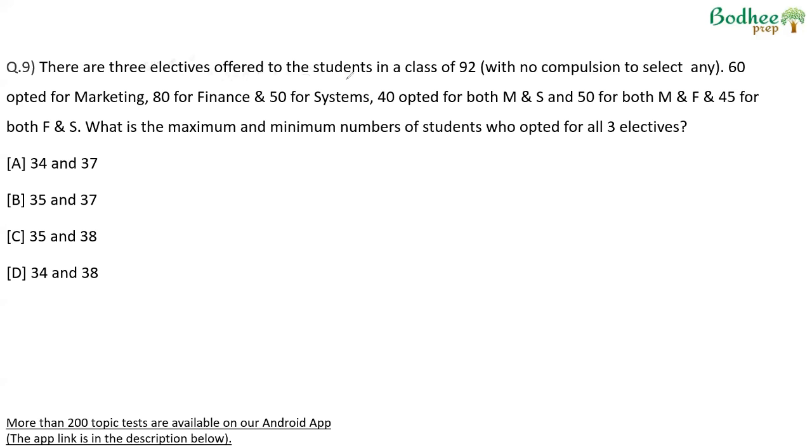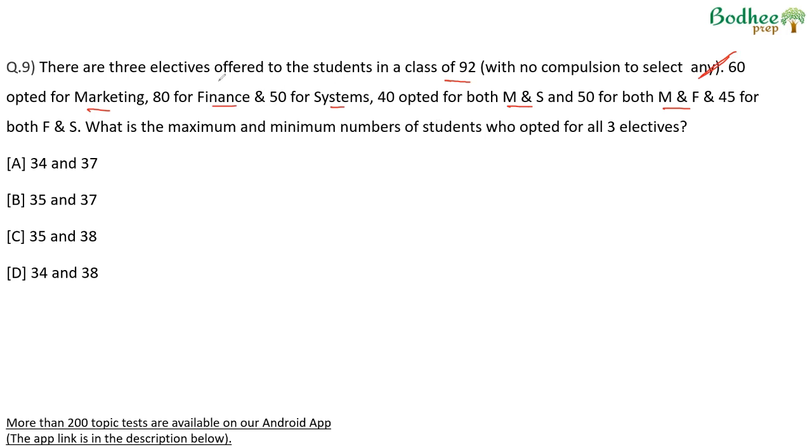There are 3 electives offered to the students in a class of 92, with no compulsion to select any. People may leave the subject as well. 60 go for marketing, 80 for finance, 50 for systems, 40 for MNS, 50 for MNF, 45 for FNS. What is the maximum minimum number of students who opted for all 3 electives?